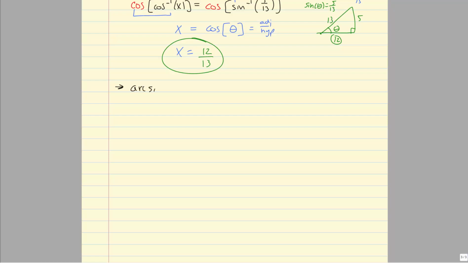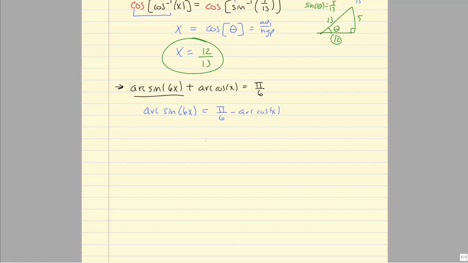So let's try arc sine of 6x plus arc cosine of x equals pi over 6. Now in this case I can't take the inverse sine of both sides because this is not by itself yet. So I think the first thing that we need to do is isolate the arc sine of 6x. So let's take the arc sine of 6x equals pi over 6, and I'm going to subtract over the arc cosine of x.